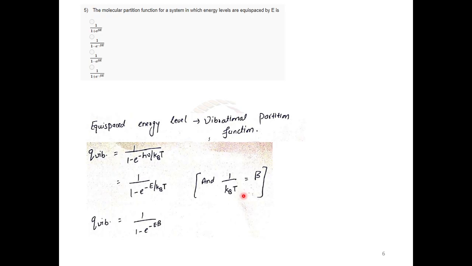Now we come to this question. I need to find the molecular partition function for a system in which energy levels are equispaced by energy epsilon, which is the vibrational partition function. So Q vibrational equals 1 by 1 minus e to the power minus h nu by kBT. So 1 by 1 minus e to the power minus epsilon by kBT. This 1 by kBT is considered as beta. So that's why Q vibrational is 1 by 1 minus e to the power minus epsilon into beta. So the answer is B.